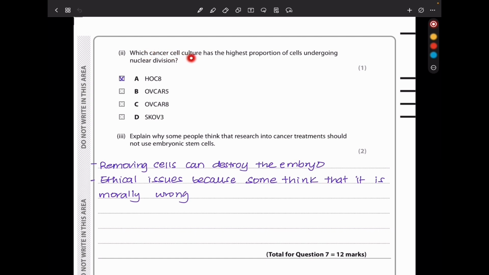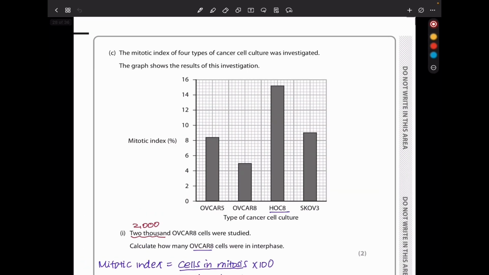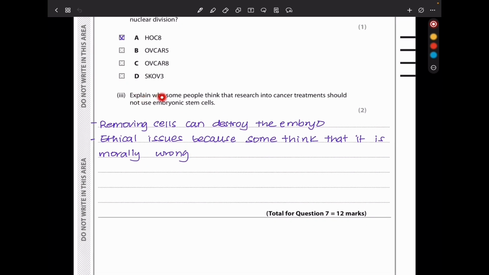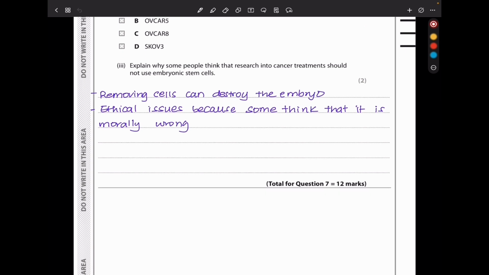Next, they say which cancer cell culture has the highest proportion of cells undergoing nuclear division. The highest number of cells is the one with the highest mitotic index, and this is going to be HOC8. So the answer is going to be A. Explain why some people think that research into cancer treatments should not use embryonic stem cells. This is because it involves destroying the embryo, and there are some ethical issues around using embryonic stem cells because people think it's wrong. So this brings us to the end of question 7.